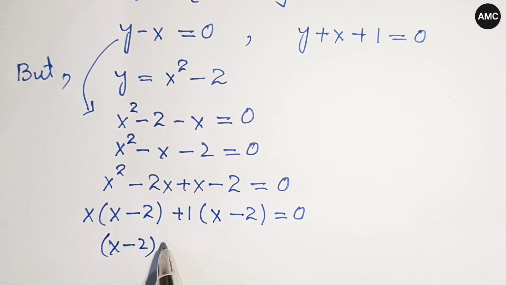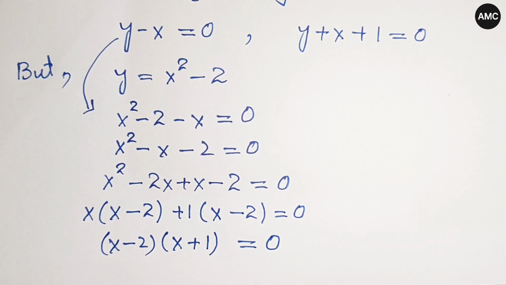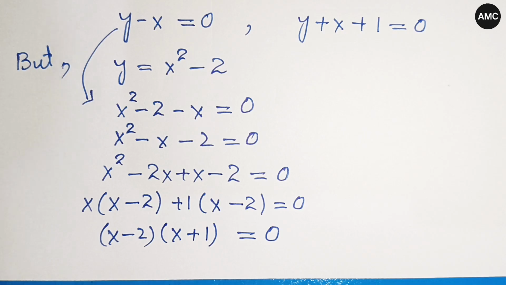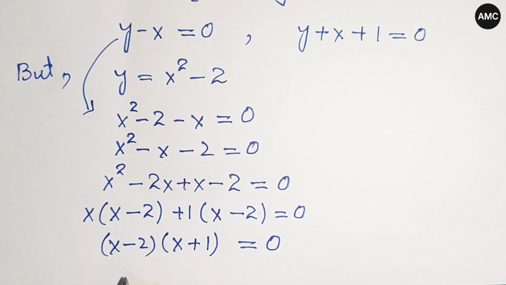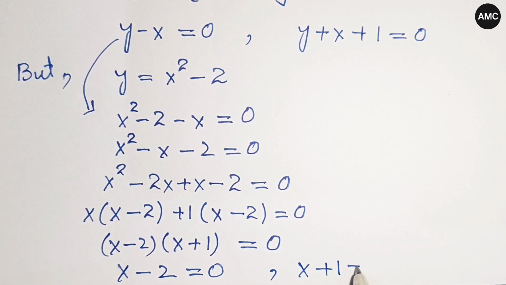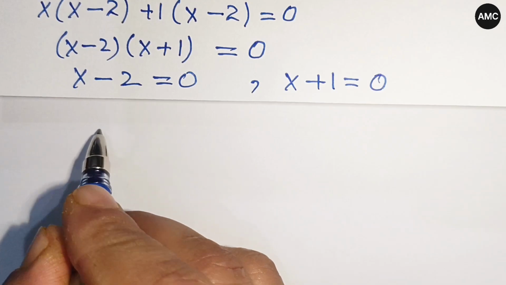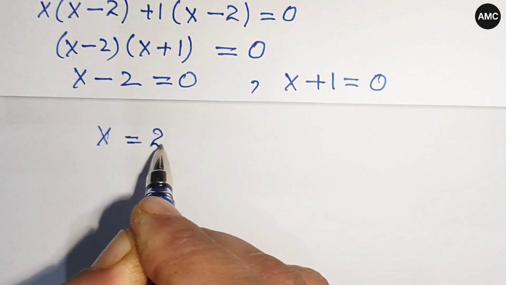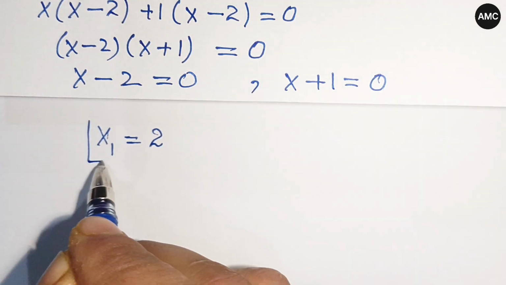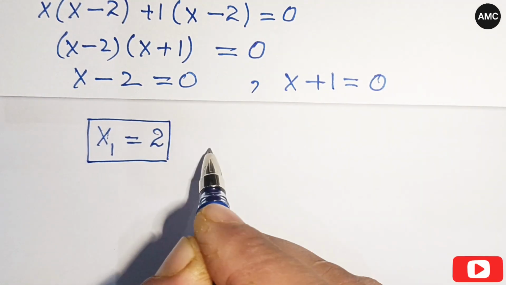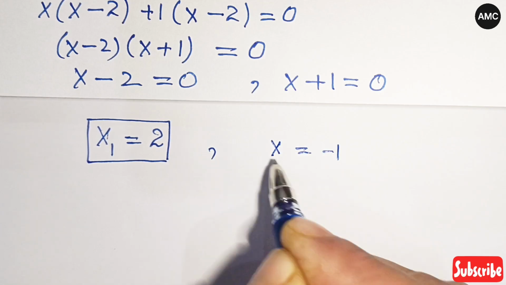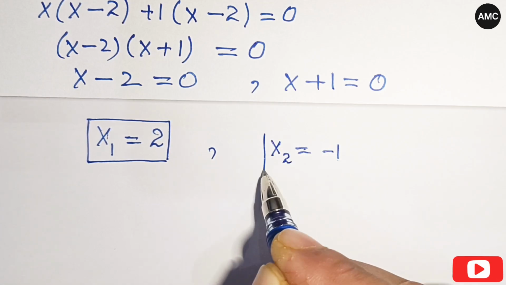So x minus 2 is a common factor, so the other factor is x plus 1, which is equal to 0. Now there are two cases: x minus 2 is equal to 0 and x plus 1 is equal to 0. Now our next step: here we have x is equal to 2. It is our first value of x. Now here x is equal to minus 1. It is our second value of x.